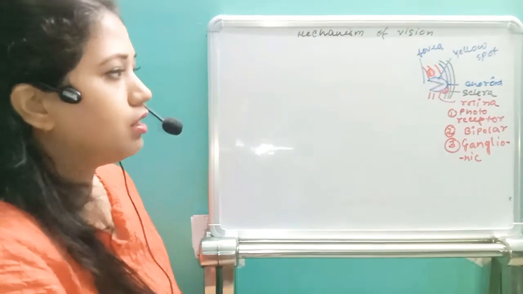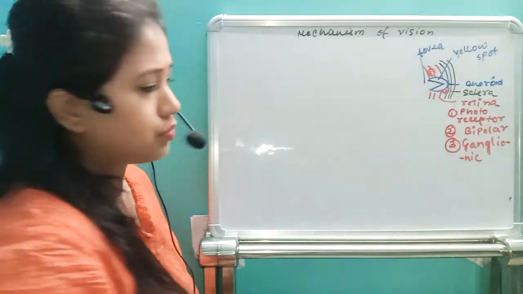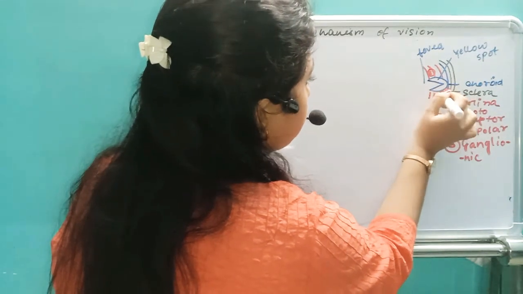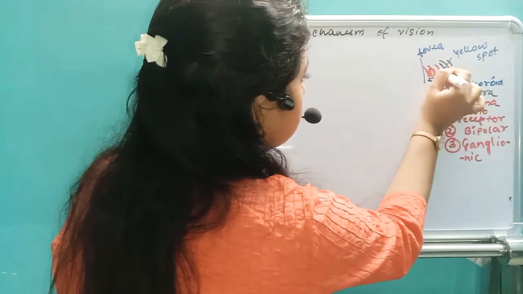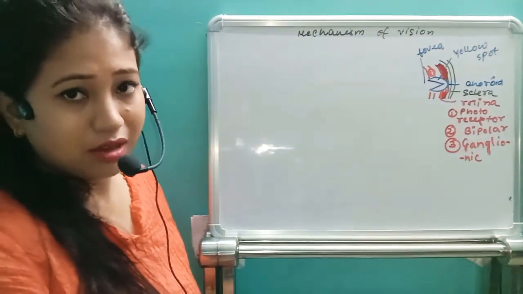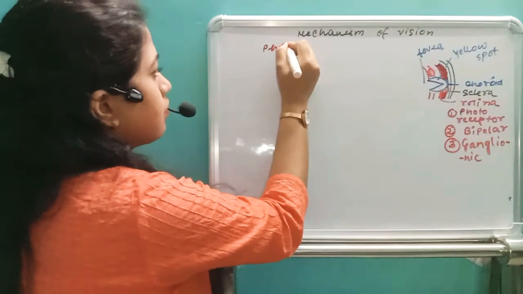Now just see what we are going to have in the photoreceptor cell layer. Suppose this is the photoreceptor cell layer. I'm going to fill it with red color. This is the photoreceptor cell layer, right? In the photoreceptor cell layer, we are going to have two types of cells.